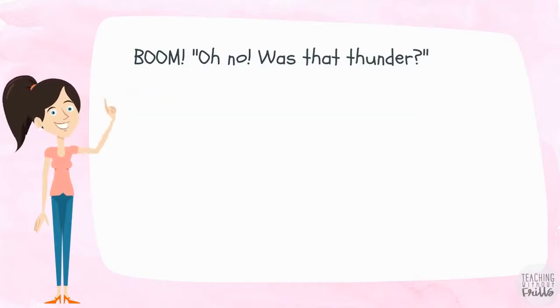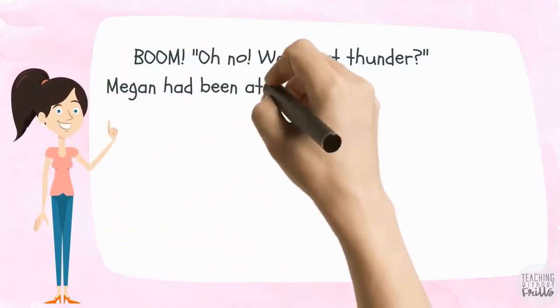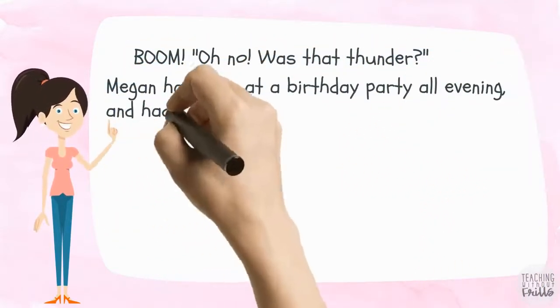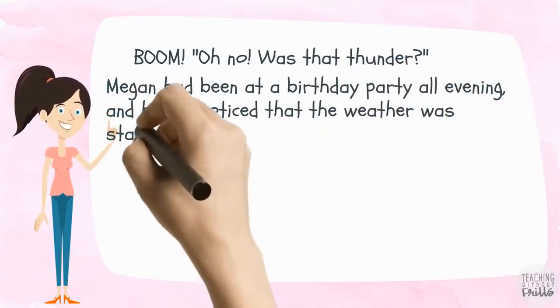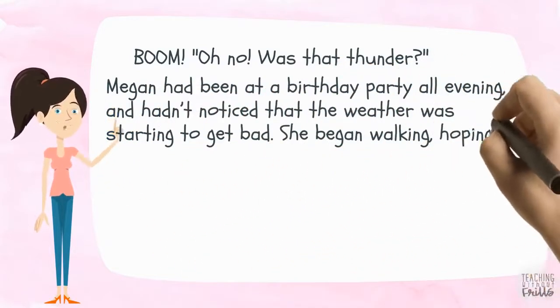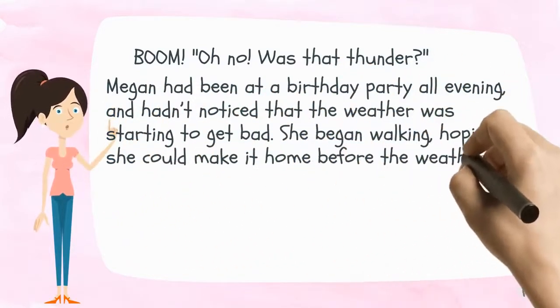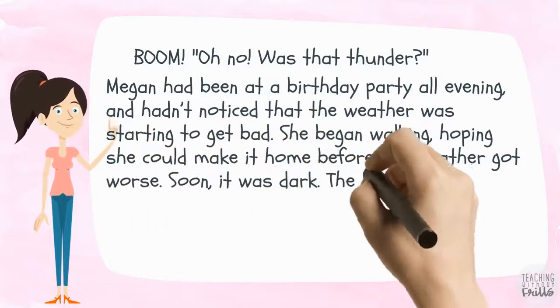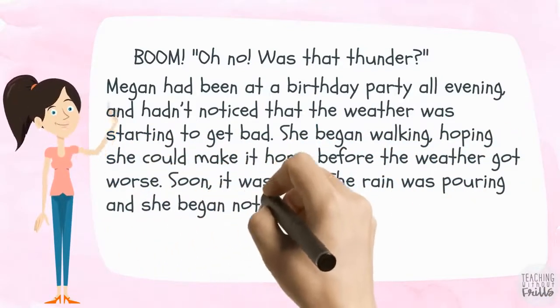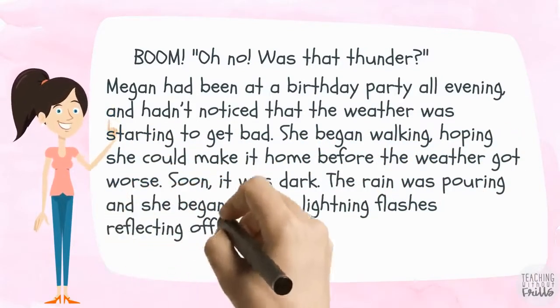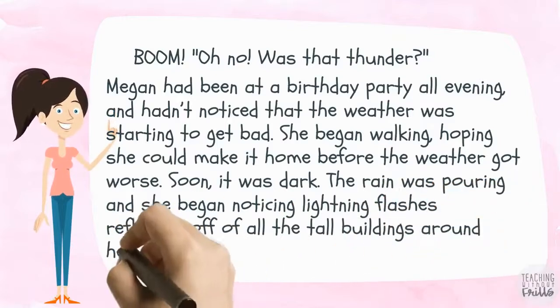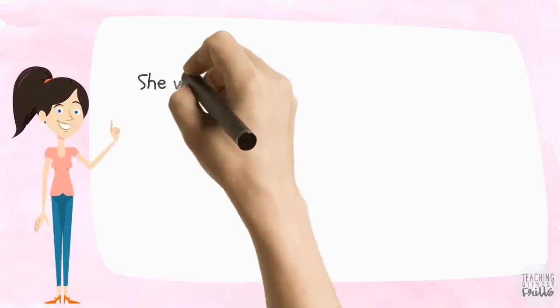Instead, I'll write, Megan had been at a birthday party all evening and hadn't noticed that the weather was starting to get bad. She began walking, hoping she could make it home before the weather got worse. Soon, it was dark. The rain was pouring, and she began noticing lightning flashes reflecting off of all the tall buildings around her. She was worried.